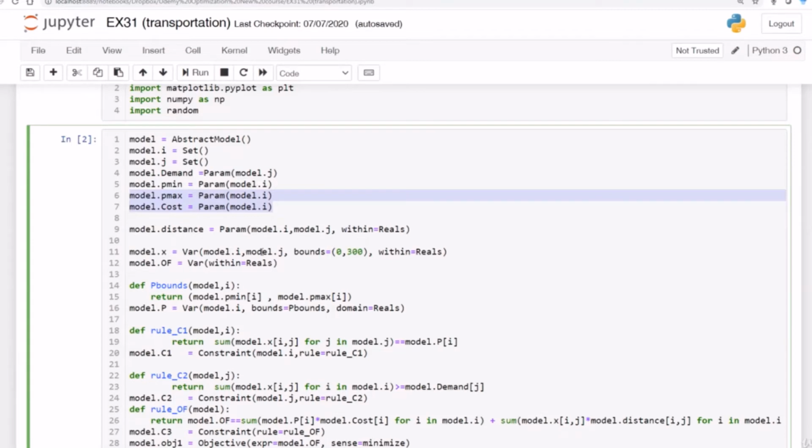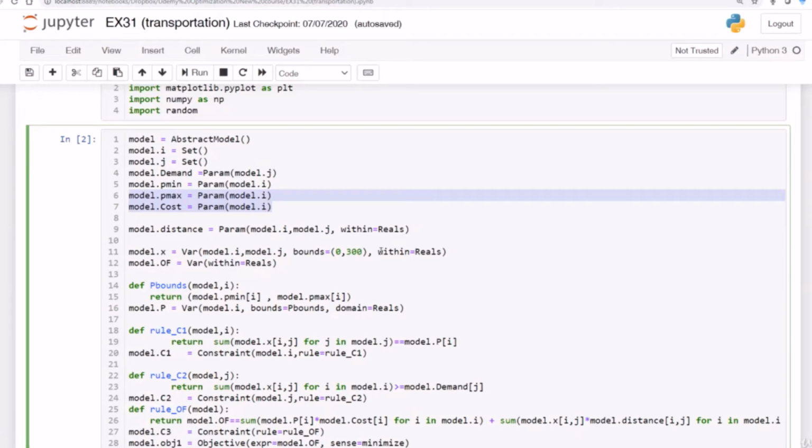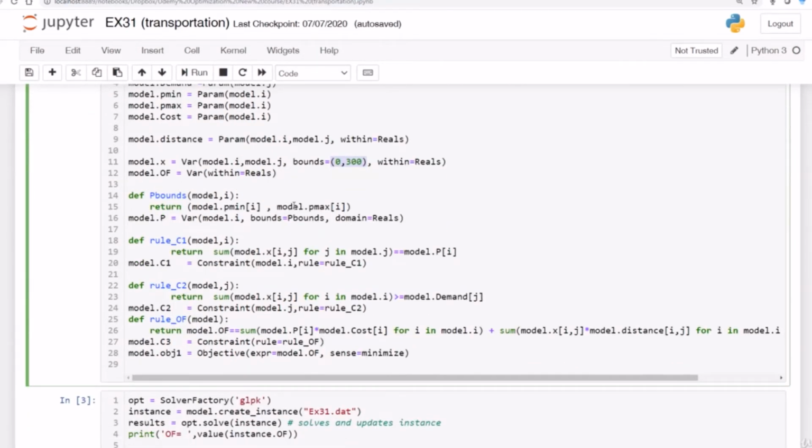There's a variable x telling us how much good is moving from factory I to the demand point J, and it is defined as a real number. We could define it as a positive real, and also it has a bound between 0 and 300, for example. And there are some bounds for the generation side or the production side. You can say model.p is defined over I, is always within this bound.